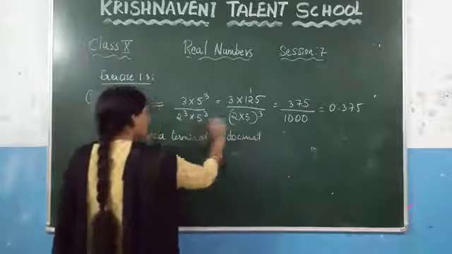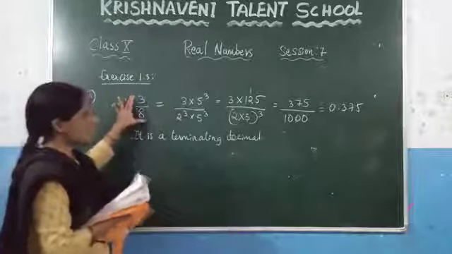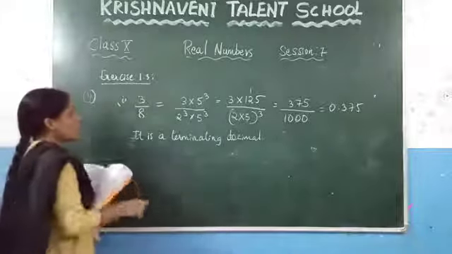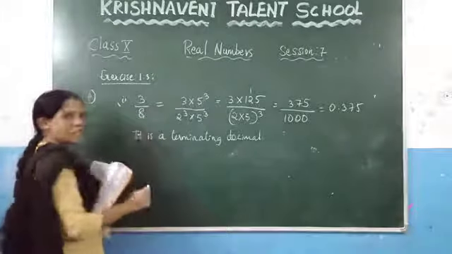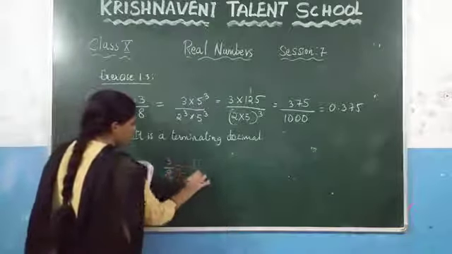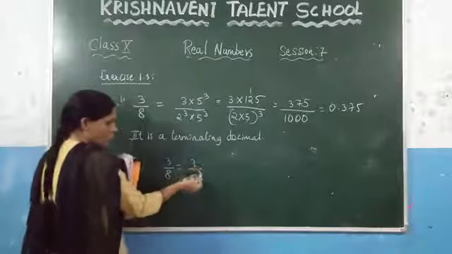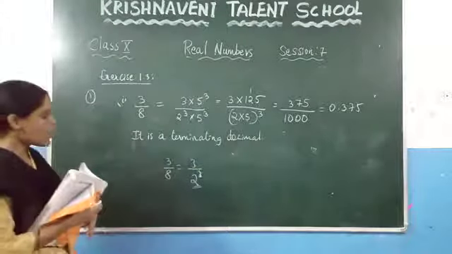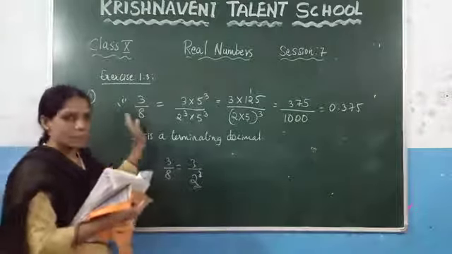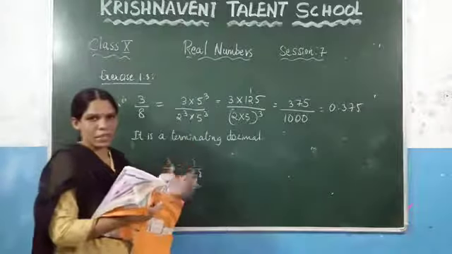There is no need to do all this calculation, but in the question they asked to express this rational number in the form of a decimal, so we have expanded this one. But here, just by seeing it, we can say that it is a terminating decimal. How? Because if you take 3/8, we can write this as 3/2 cube. Since the denominator is in the form of 2 power n, we can say that it is a terminating decimal. We can say it just by seeing, but in the question they asked to express this fraction in the form of a decimal, so we have done all these calculations.